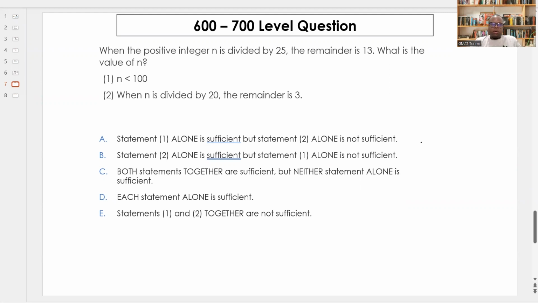So we have n divided by 25. We have 25q plus 13. So what is the value of n? That's what is being asked. So n is equal to 25q plus 13. So that is what this question is, and we are being asked for the value of n.